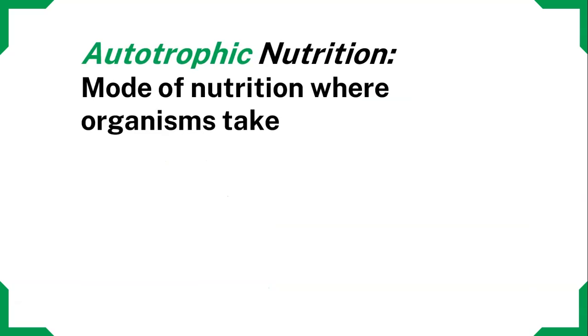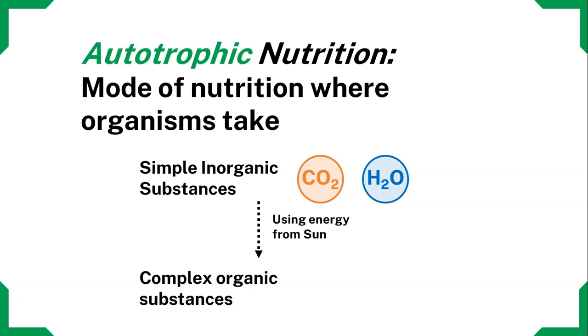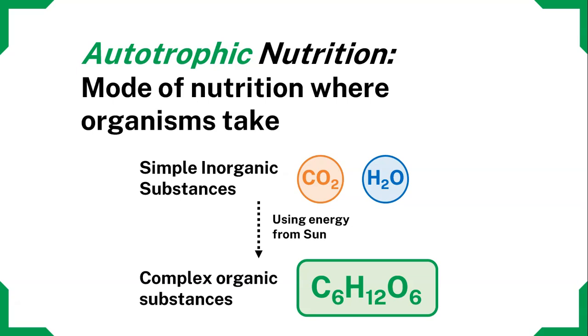So autotrophic nutrition is a mode of nutrition where organisms take in simple inorganic substances, such as carbon dioxide and water, H2O. These are simple inorganic substances that are in our environment. The organisms that follow the autotrophic mode of nutrition take in these inorganic substances and, using the energy from the sun, convert them to complex organic substances, such as glucose. These are high energy sources, which they can again convert into chemical energy and use for their metabolic activities. The organisms that follow autotrophic nutrition are known as autotrophs.